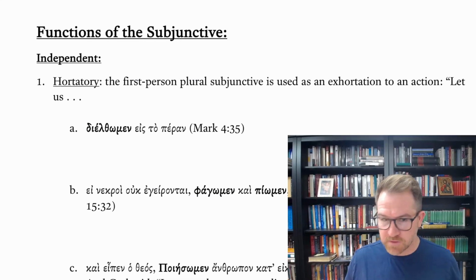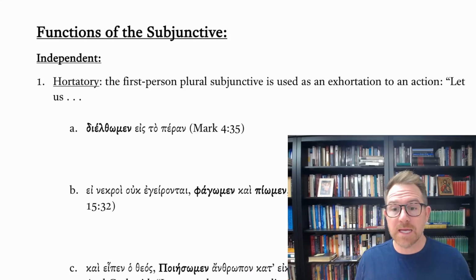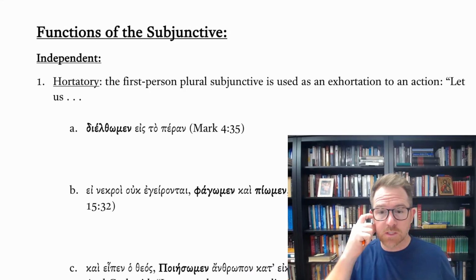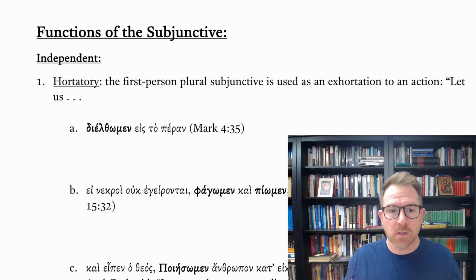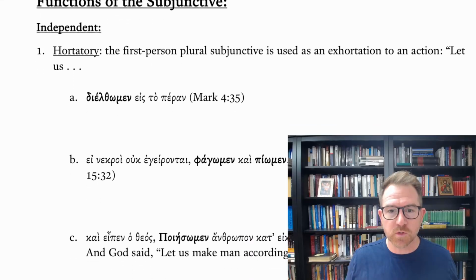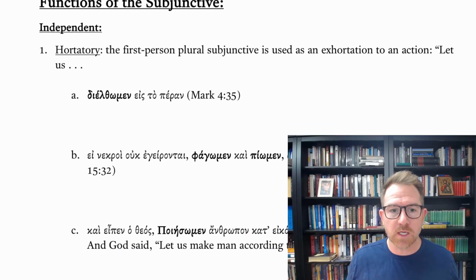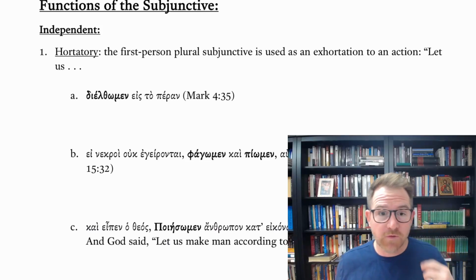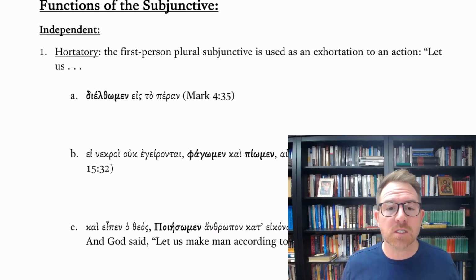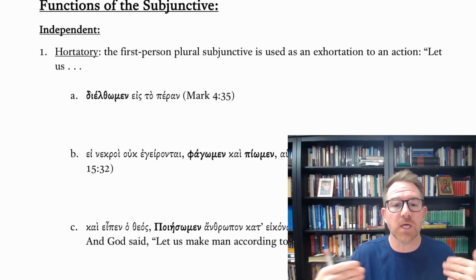The functions of the subjunctive. There are independent functions of the subjunctive. So these are examples where you see the subjunctive in its own clause. The first is the hortatory subjunctive. These subjunctives are going to be first person plural, used as an exhortation to action. So, let us. For example, in Mark 4:35, dielthōmen eis to peran. Let us go to the other side.